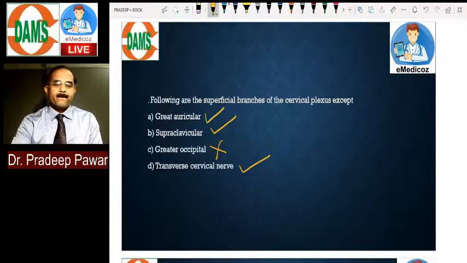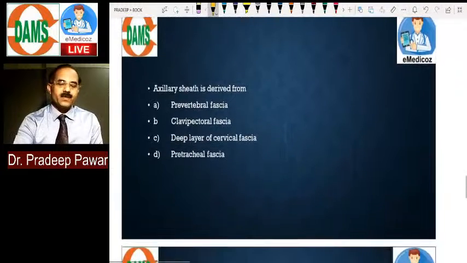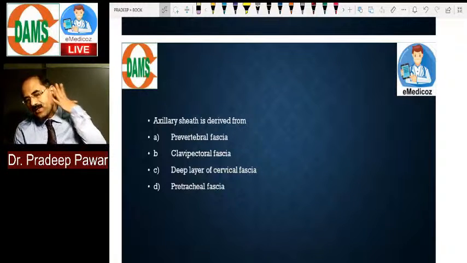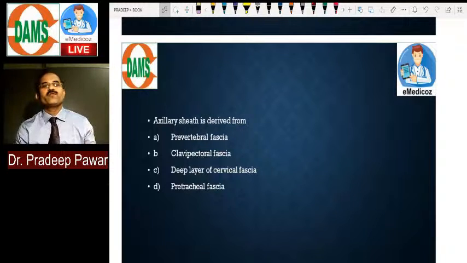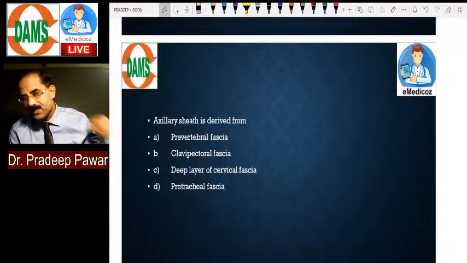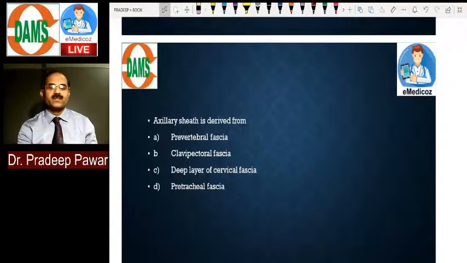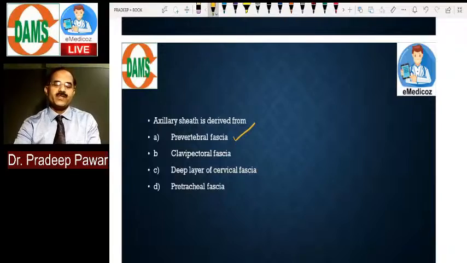Look at this. The axillary sheath is derived from what? I told you, the axillary sheath is a continuation of the pre-vertebral fascia. The same pre-vertebral fascia comes down into the axilla. It is now known as the axillary sheath, right? So it is derived from the pre-vertebral fascia.